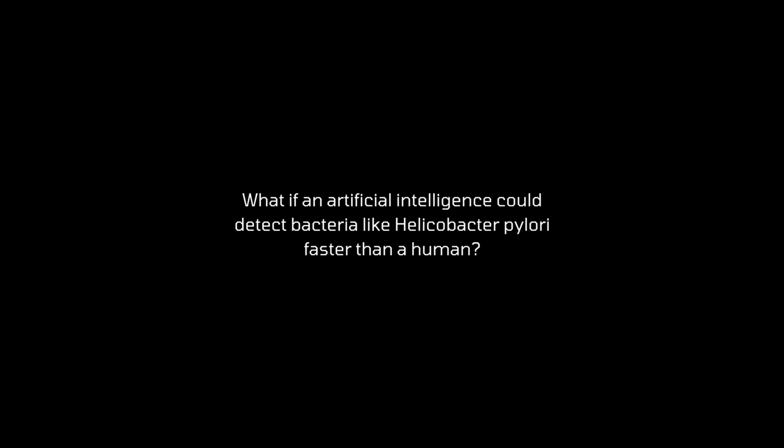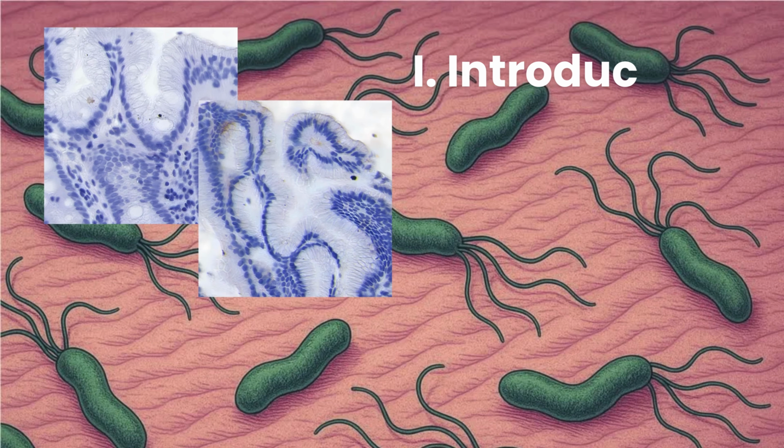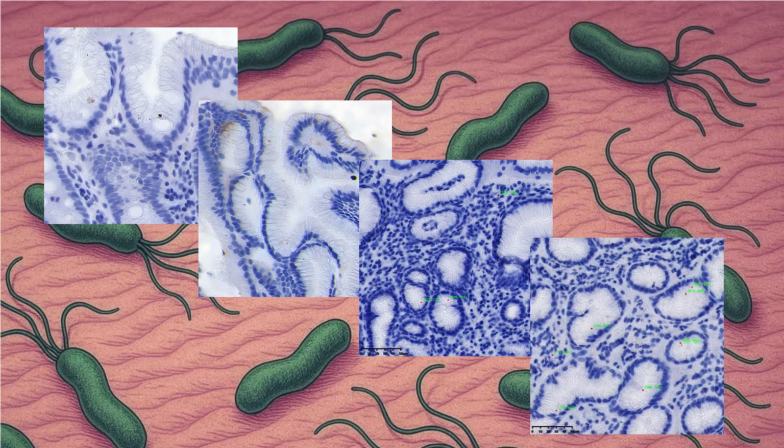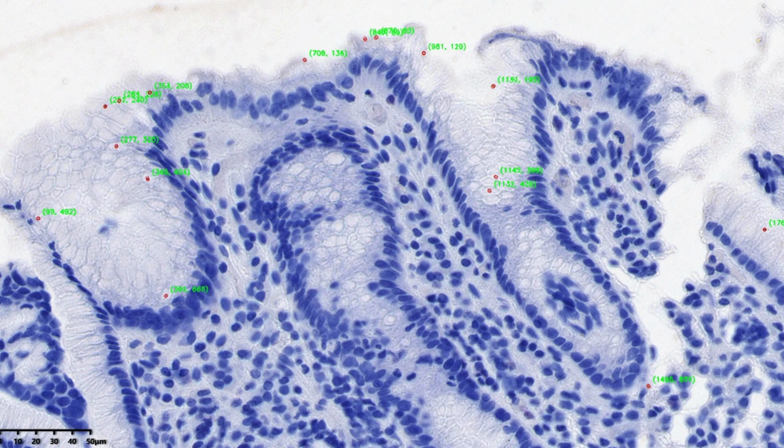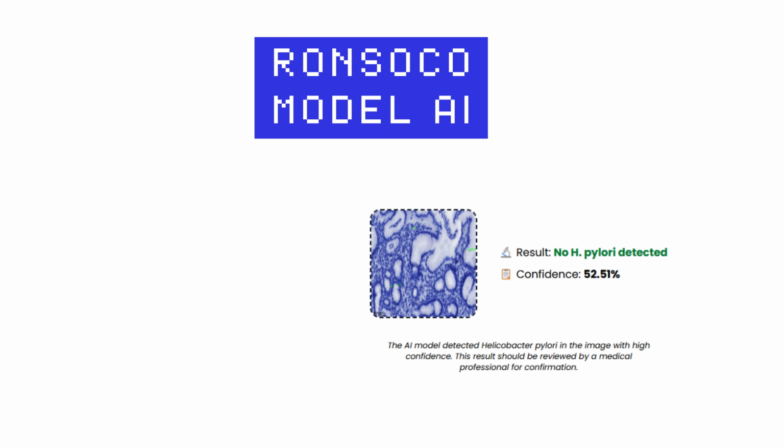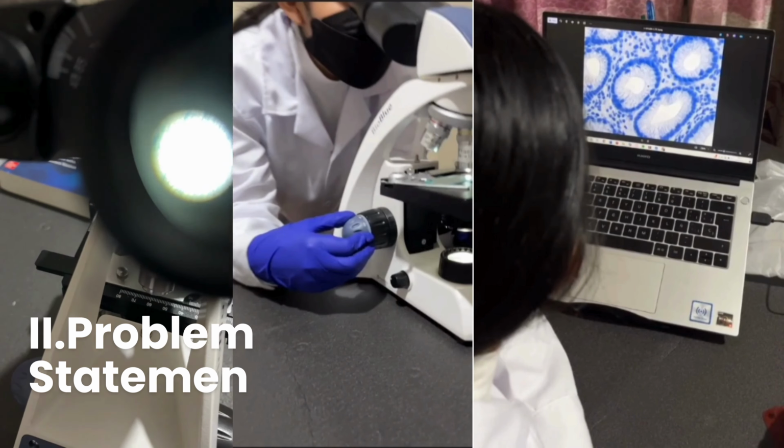What if an artificial intelligence could detect bacteria like Helicobacter pylori faster than a human? For this hackathon, we developed an AI model capable of identifying the presence of Helicobacter pylori from microscopic images. This is a real image taken under a microscope.